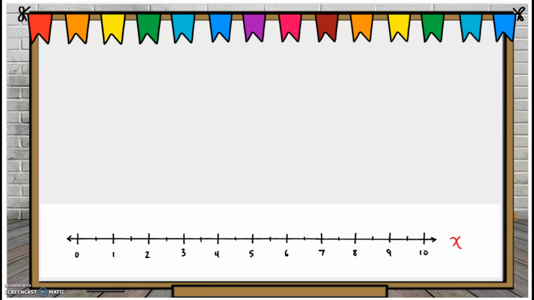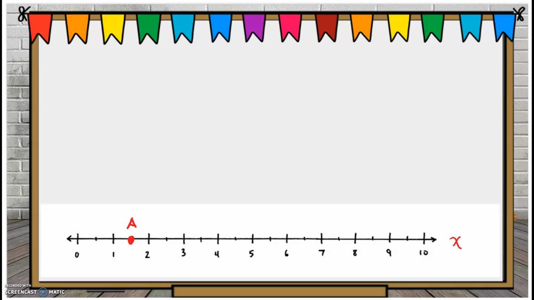What about this point right here? What's the coordinate for that point? If you said 1.5, then you were correct. Let's go ahead and label that point A. So I'm going to go ahead and label 1.5 as A.